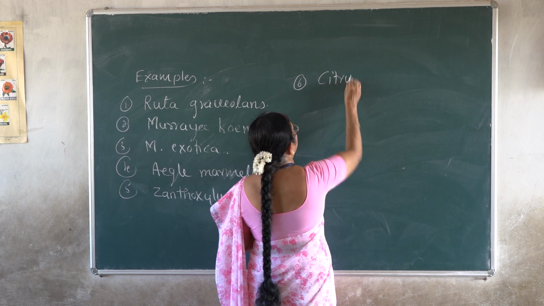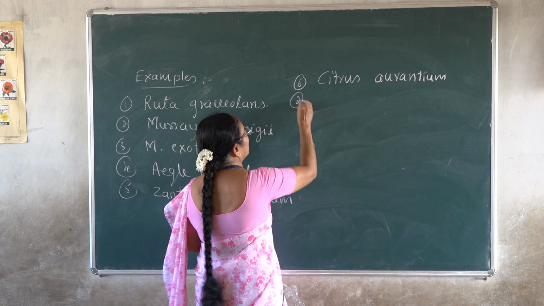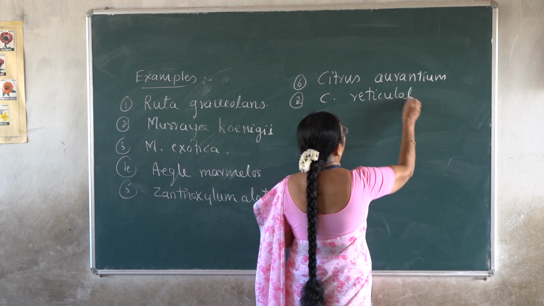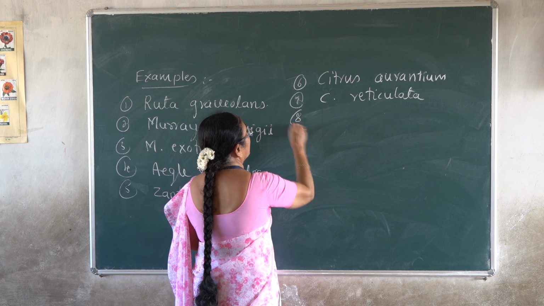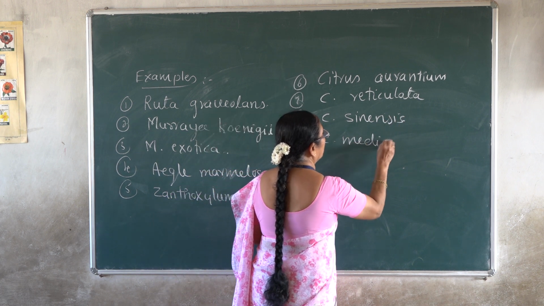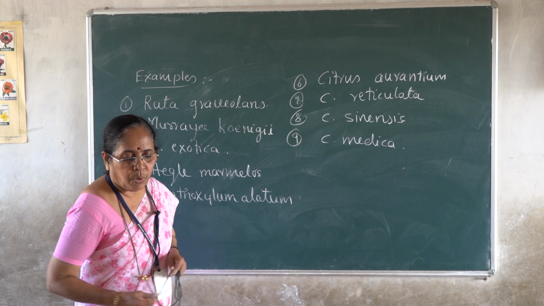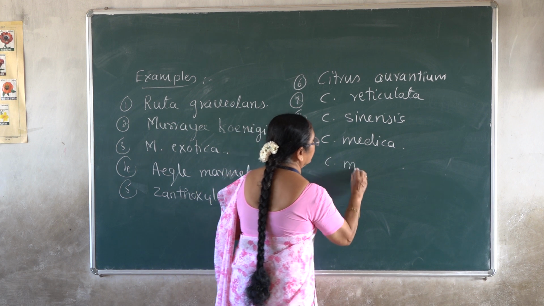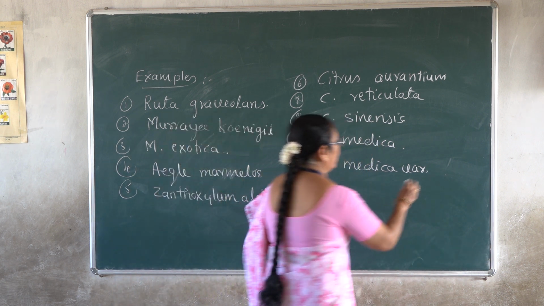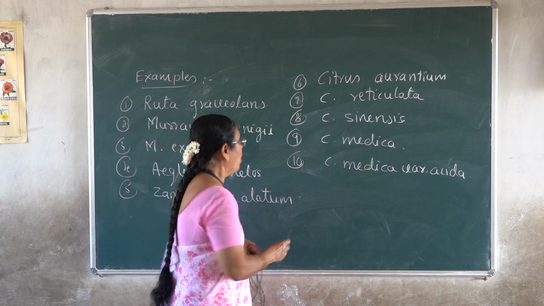And apart from this, the very important plants of the family, Citrus species: Citrus aurantium, Citrus reticulata, Citrus sinensis, Citrus medica, Citrus medica variety acida, or Citrus medica variety limon.